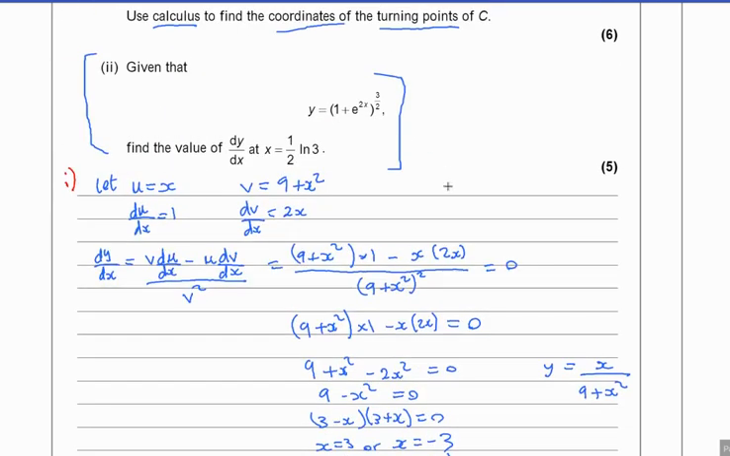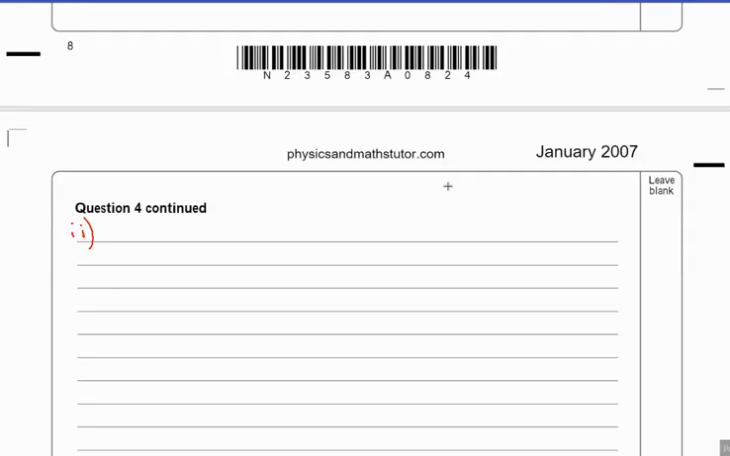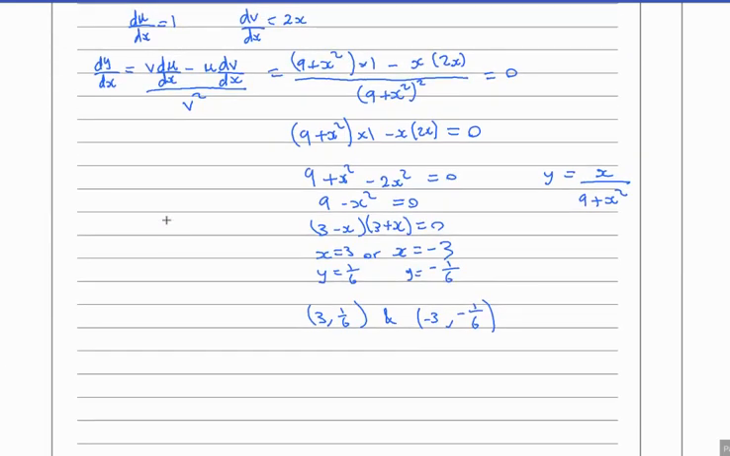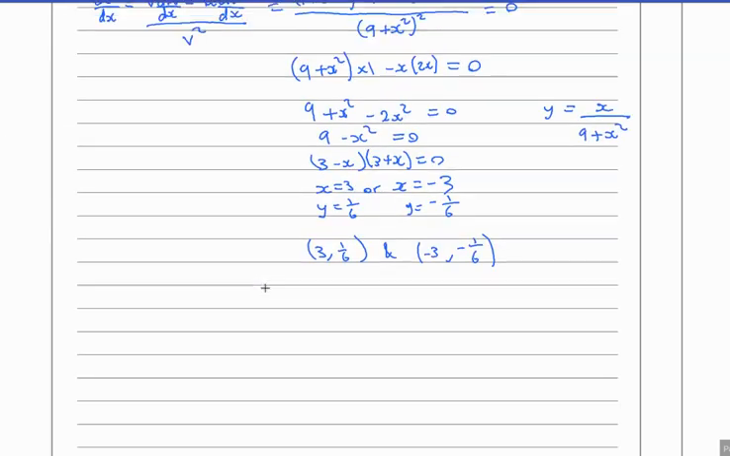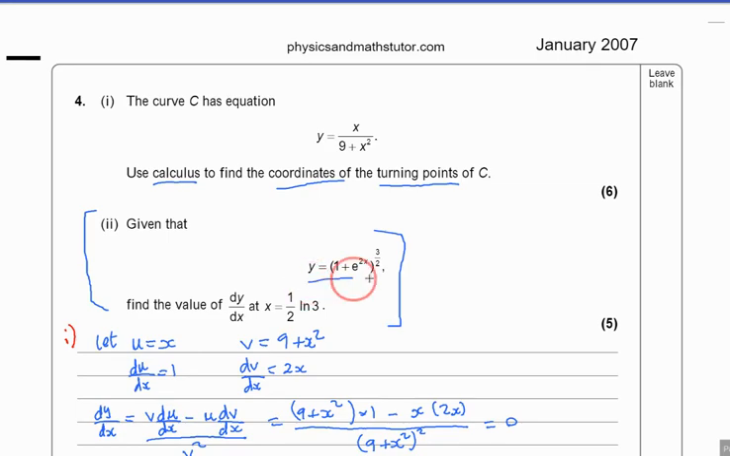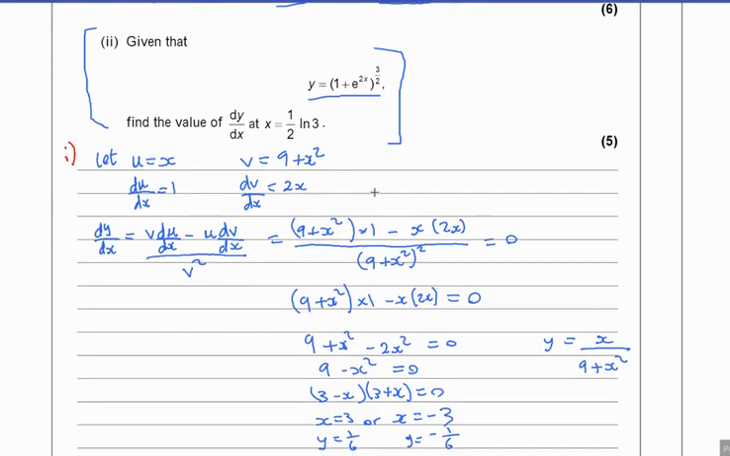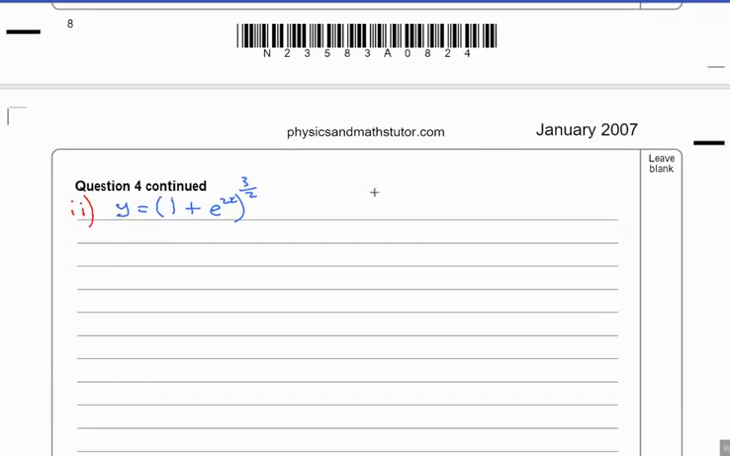So we've got y equals 1 plus e to the power of 2x, to the power of 3 over 2. Was that it? It was, yes. It's this bit here. I'm going to find dy dx at x equals a half ln 3. So here we can use a chain rule.